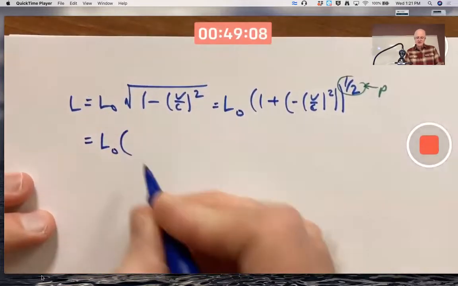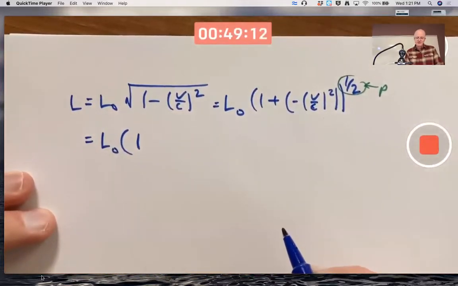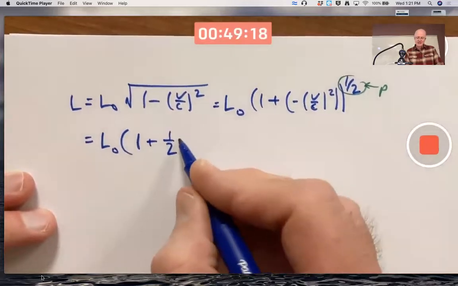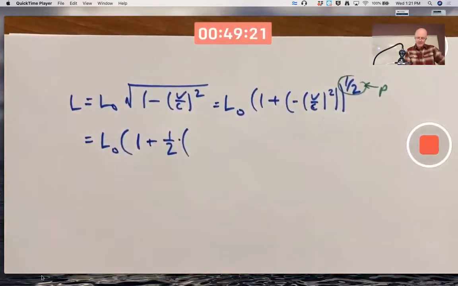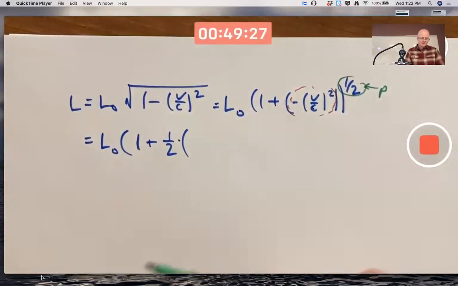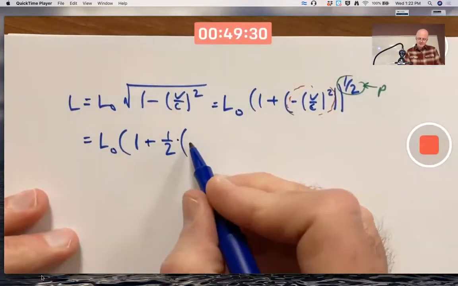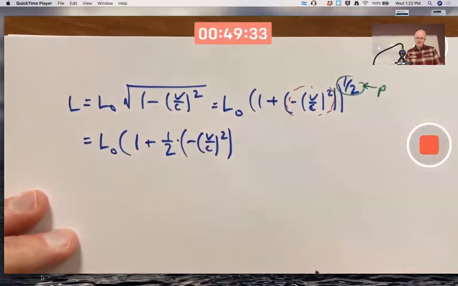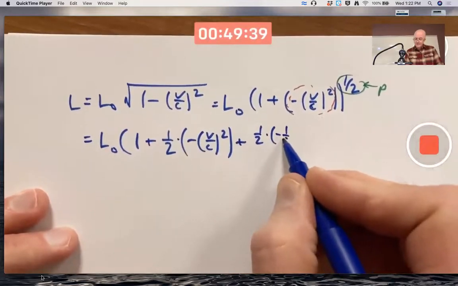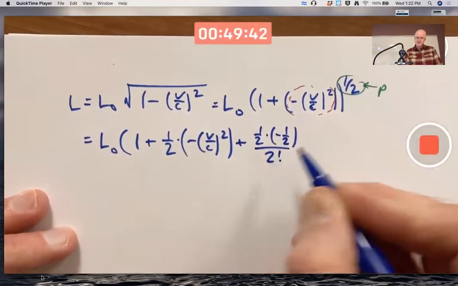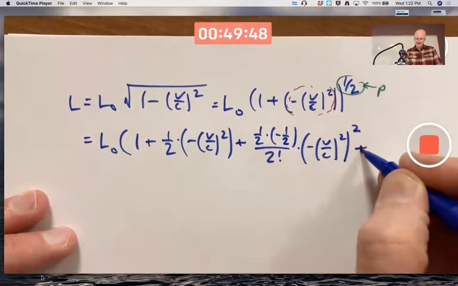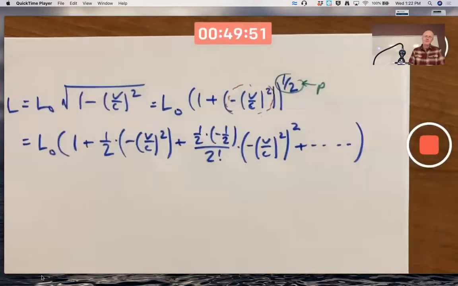Leave the L0 out in front. Use the binomial series with P equal to 1/2. 1 plus P times the thing playing the role of the X, which is this entire thing. Right here, that's the entire thing playing the role of the X, including the minus sign. Then plus P times P minus 1, over 2 factorial, times the thing playing the role of the X, quantity squared, et cetera. I won't do any more than that.